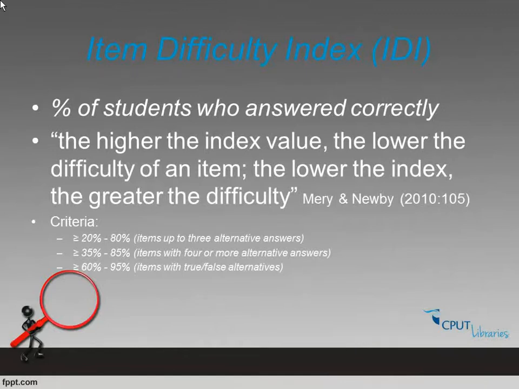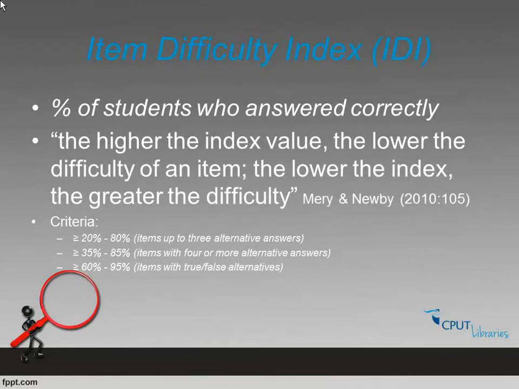So how many got it right in your class and how many got it wrong in your class, per question, you get that. And there's a criteria that is applied. I'm not sure how Blackboard decides on this, but what happens is if you have a question with up to 3 possible answers, we use the criteria that the range should be between 20 and 80%.